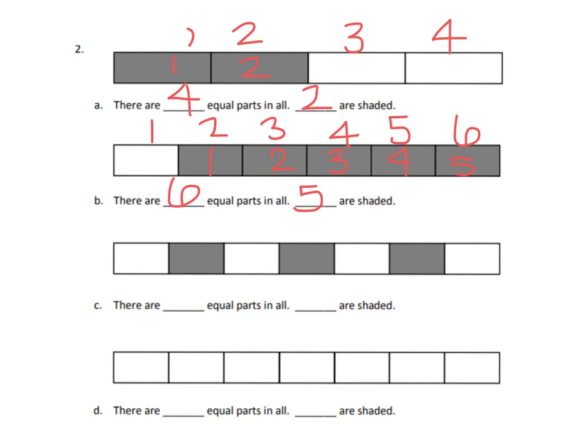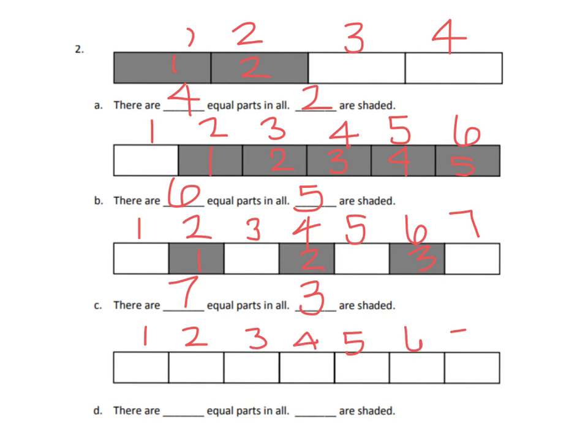So for letter C, I see 1, 2, 3, 4, 5, 6, 7 equal parts. I see 1, 2, 3 parts that are shaded. For letter D, I see 1, 2, 3, 4, 5, 6, 7 parts again, but 0 are shaded.